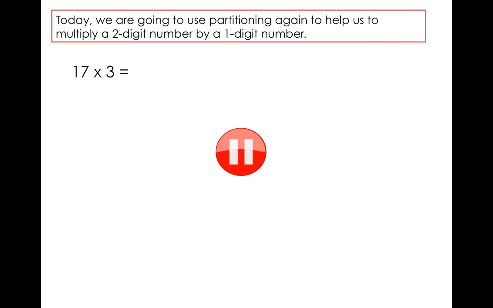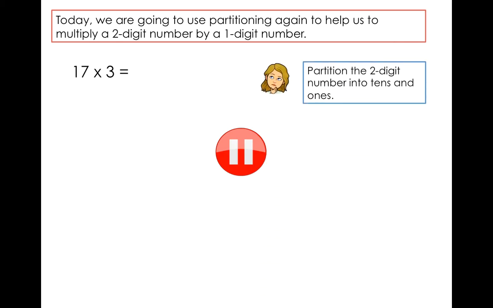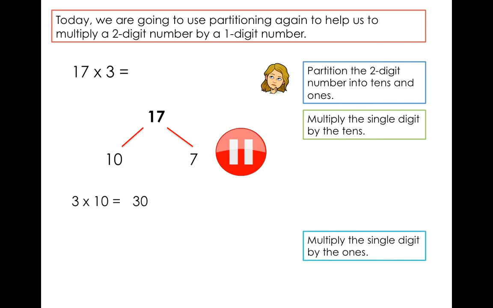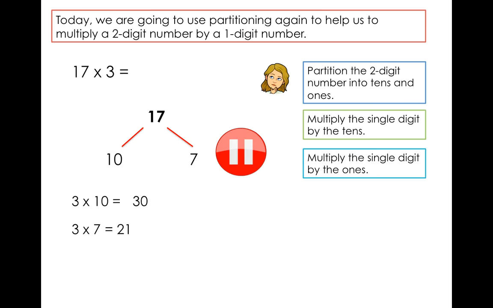How did you get on, guys? So you should have done partitioning of 17 into tens and ones to get 10 and 7. Then you should have multiplied a single digit by the tens, 3 times 10, an easy one, 30. Then you should have multiplied the single digit 3 by the ones, which is 3 times 7 to get 21.